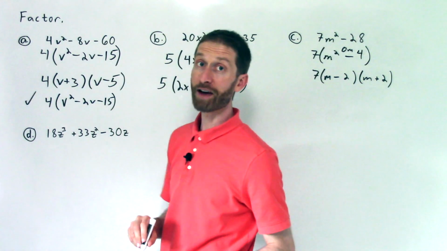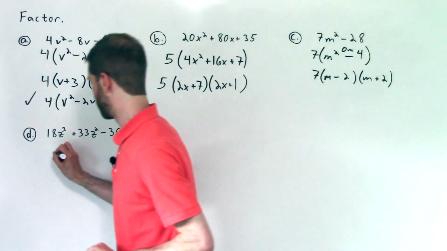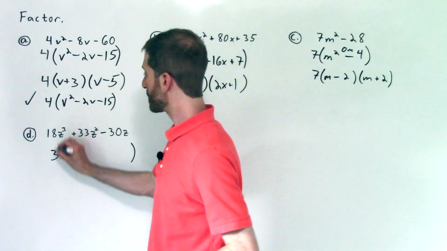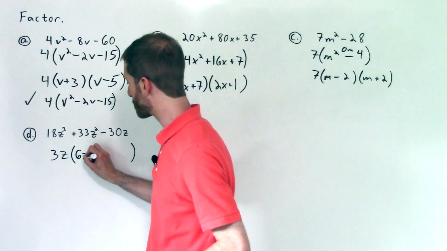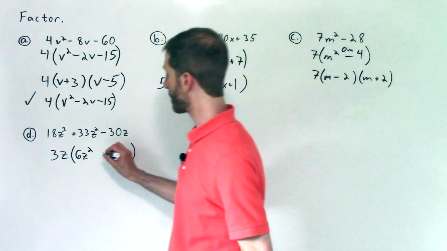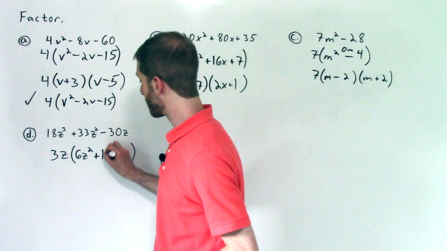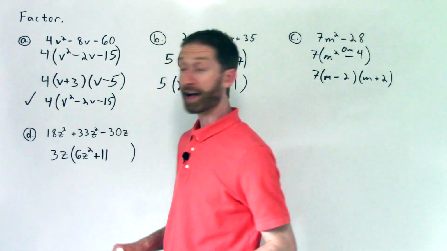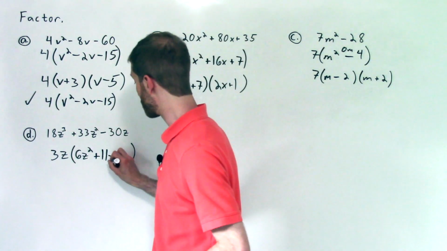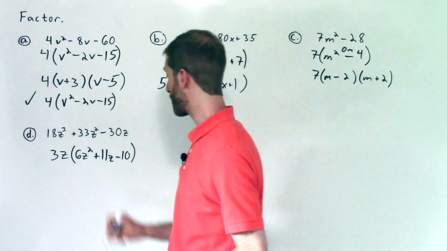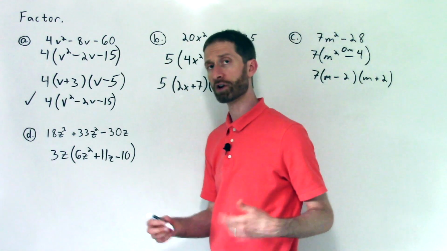So now the GCF is 3z. I can pull out a 3z from the whole thing. 3 times 6 gives me 18, and it would have to be 6z squared to get me back to 18z cubed. Plus, this would have to be 11, because 11 times 3 is 33, times z gives me z squared, and then 3 times negative 10, getting back to negative 30, and the z is already there.